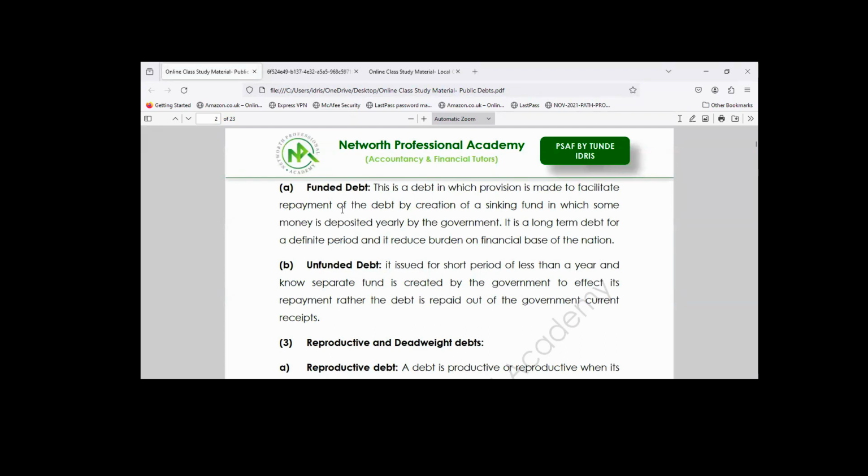Consolidated Revenue Fund account is the government current account. So unfunded debt is a short-term debt where its repayment is made from government current account, otherwise called Consolidated Revenue Fund account. Do we understand? Understand? Another type of debt.